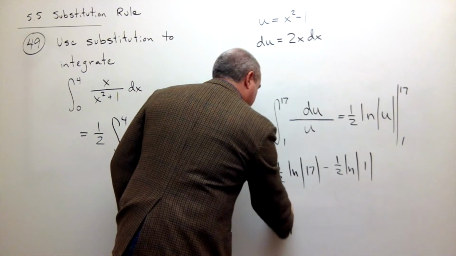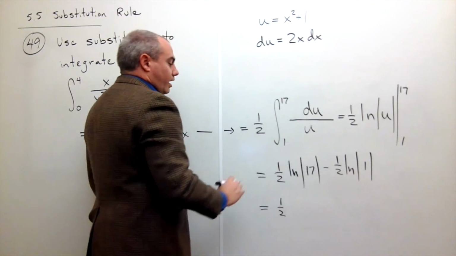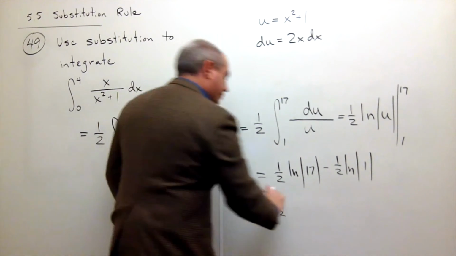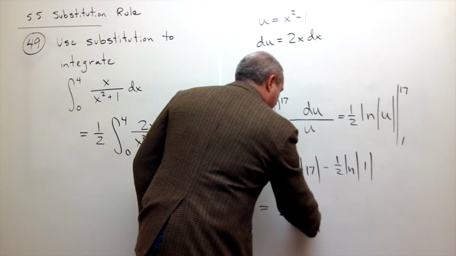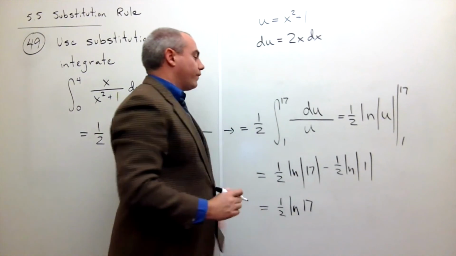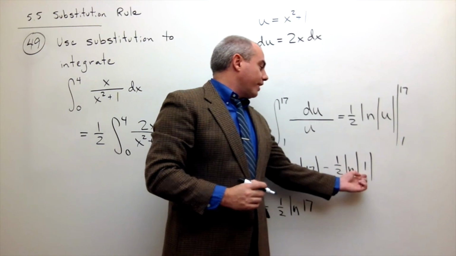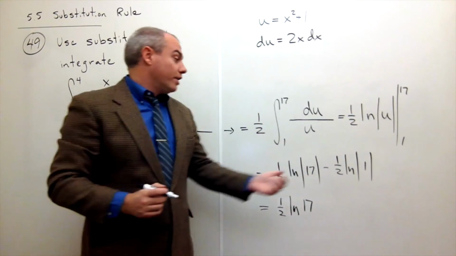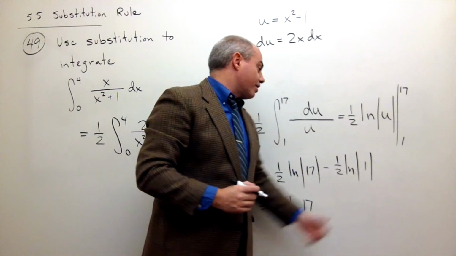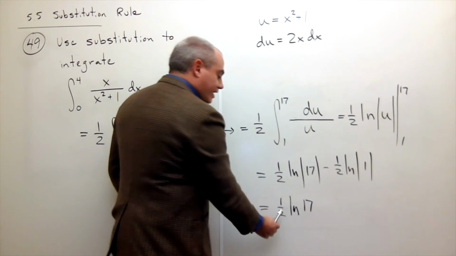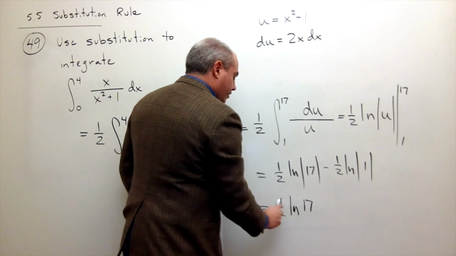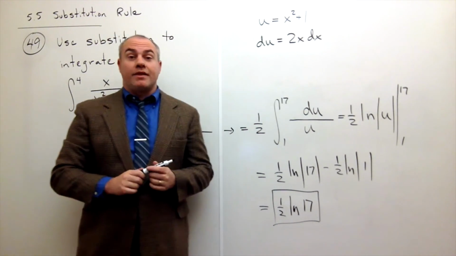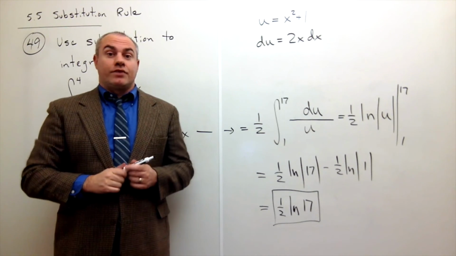Which we could rewrite. This is 1/2 of ln of the absolute value of 17, which of course is just 17, so we don't need the absolute value sign. ln of 17. And then over here, ln of the absolute value of 1 is ln of 1, which is 0. So we just get minus 1/2 times 0, which is 0. So I end up with 1/2 ln of 17, and that is the answer for this integral.